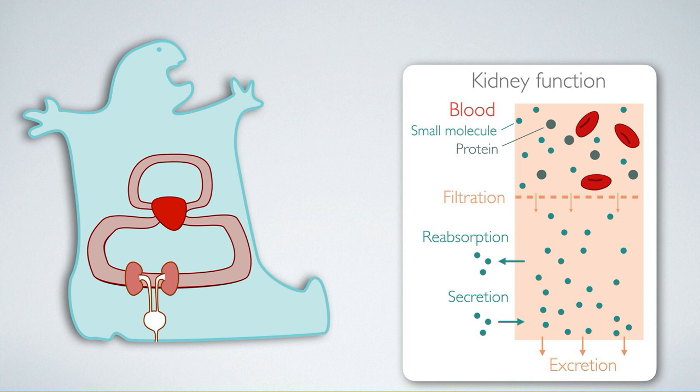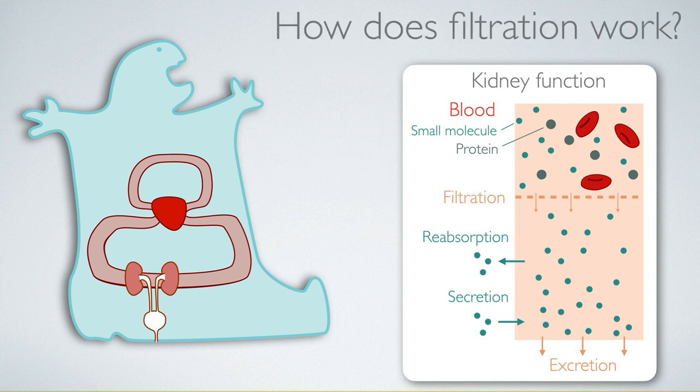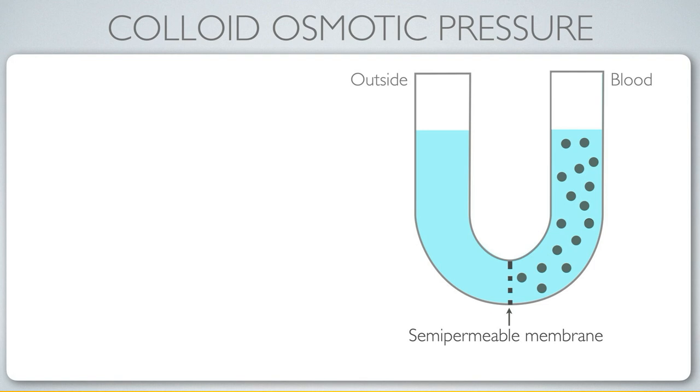Now, this mini lecture is focused on the first step, filtration. And we're just going to pose a simple question: how does filtration work in the kidneys? And to understand that, we're going to return to a simple thought experiment where we take a U-shaped glass tube and we put a membrane down at the bottom.